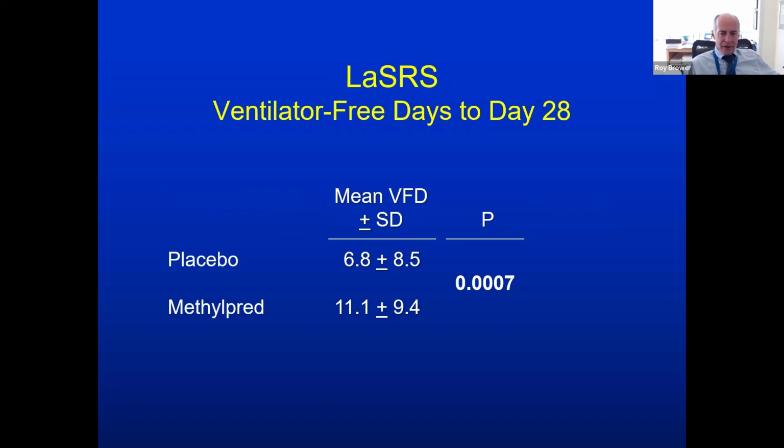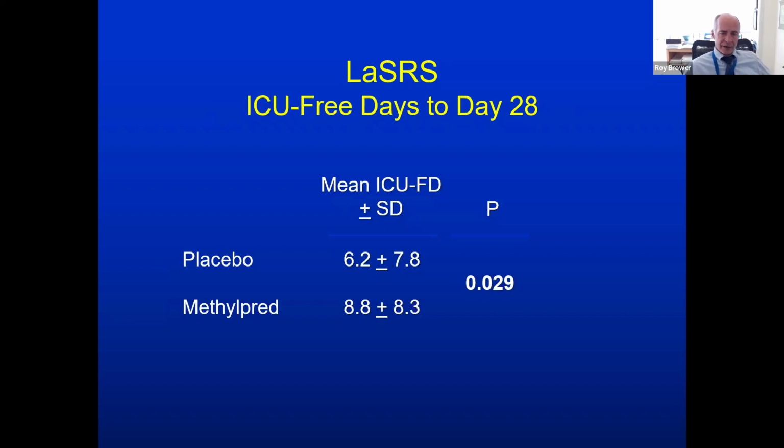Patients who received methylprednisolone had more ventilator-free days to day 28. Again, ventilator-free days are the number of days a patient is alive and off a ventilator, counted backwards from day 28. More ventilator-free days is good. As you can see here, there's an improvement in ventilator-free days of more than 4 days in patients who got steroids. Nothing wrong with that. Mortality wasn't any different, but patients got off ventilators more quickly. Likewise, intensive care unit-free days were significantly greater in patients who got the steroids.